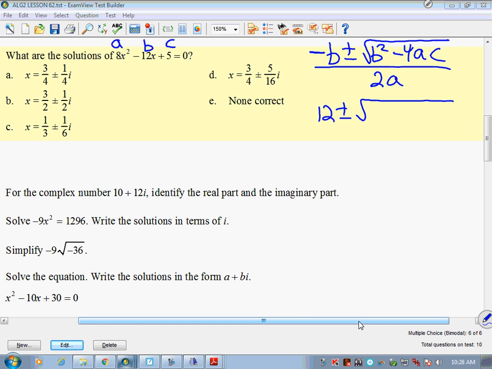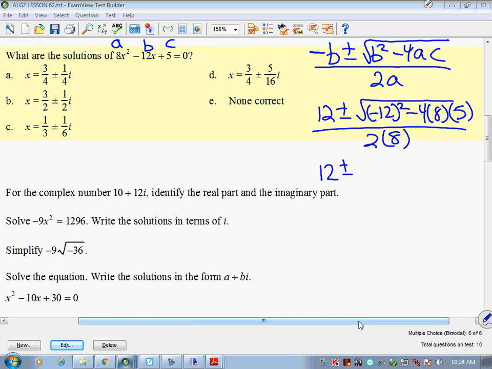So what is the value of b? Negative 12 squared minus 4. What's the value of a? 8. What's the value of c? 5. All over 2 times the value of a. What's the value of a? 8. Okay, so we want to simplify this as we go.